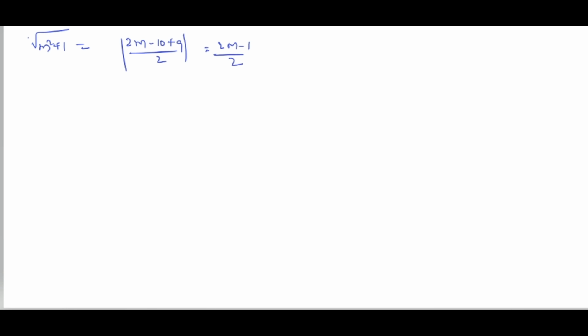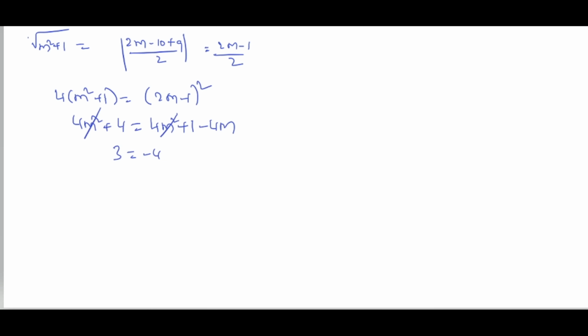Squaring on both sides, 4(m² + 1) = (2m − 1)². Therefore 4m² + 4 = 4m² + 1 − 4m. The 4m² cancels, so 4 − 1, that is 3, equals −4m. So m = −3/4. Here the coefficient of x² is cancelled, so another root is m = infinity, that is 1/0.